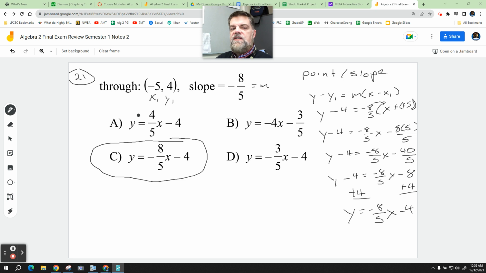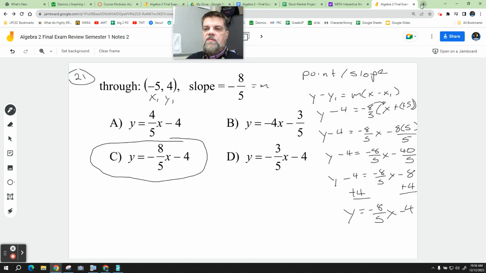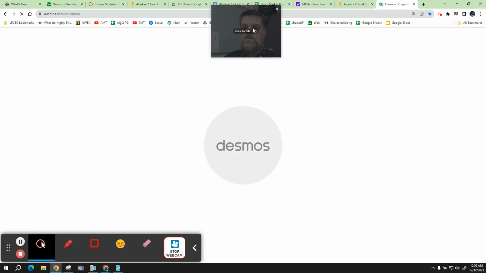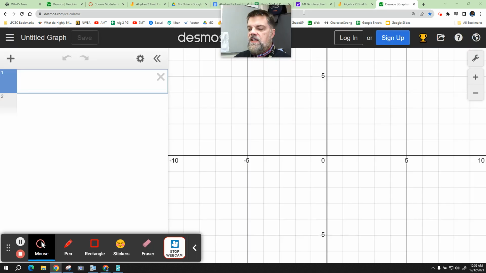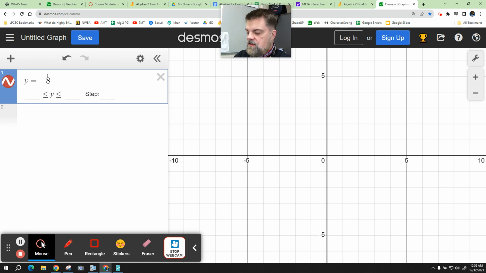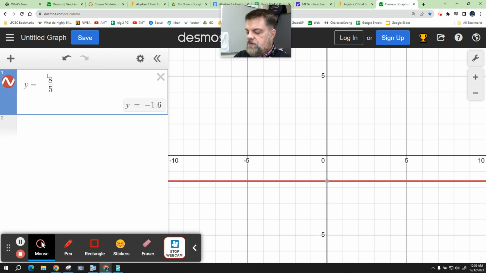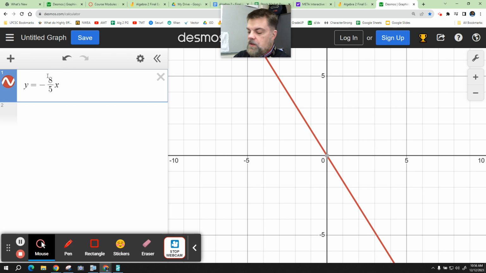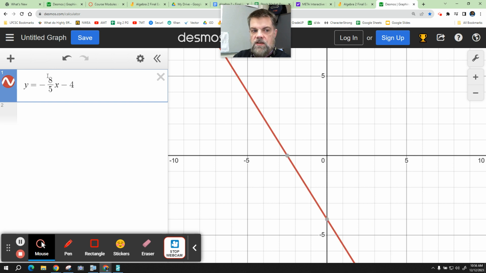How could I double check that though? Any ideas? Decimals, yeah, absolutely. So what I'm going to do is I'm going to open up a tab and go to Desmos and graph what I believe is the correct answer. In other words, I'm going to say y equals negative 8 divided by 5 times x minus 4.